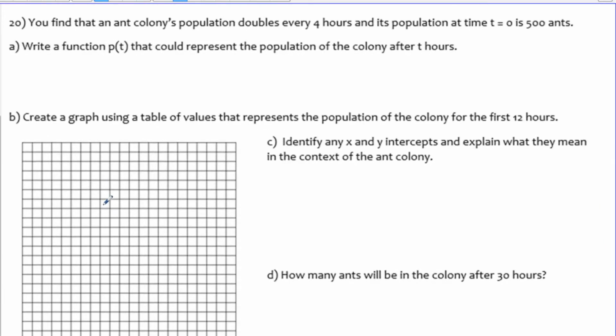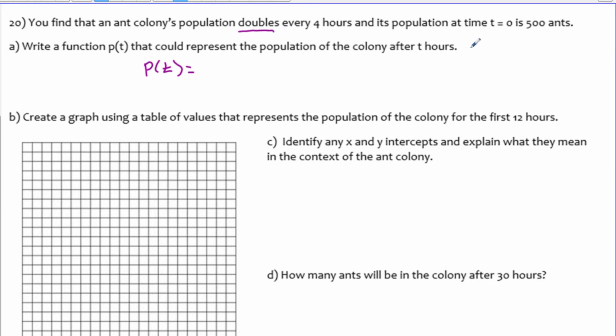So problem number 20, it says you find that an ant colony's population doubles every 4 hours, and its population at time t equals 0 is 500 ants. And it's asking us to write a function that could represent the population after t hours. So we're going to say p of t, okay, equals, and in this case, because they're talking about doubling, we're doing times 2 times 2 times 2. Whenever we repeatedly multiply, it's really an exponential function.